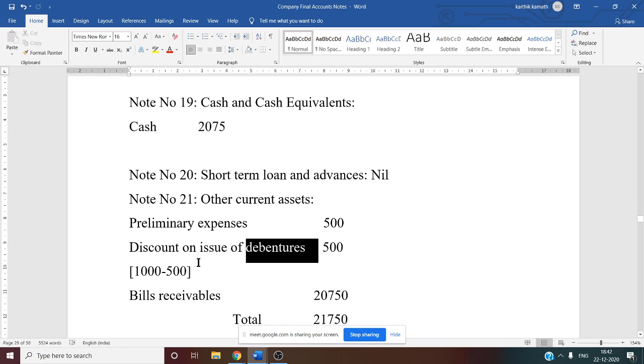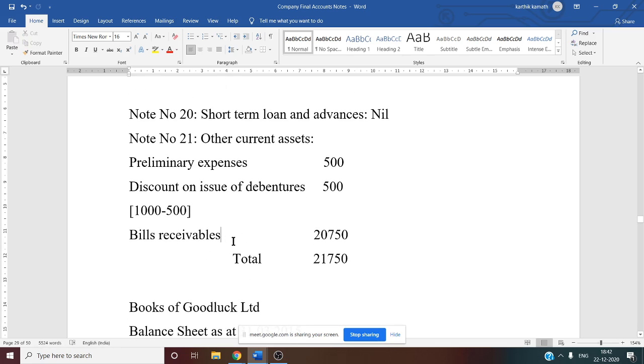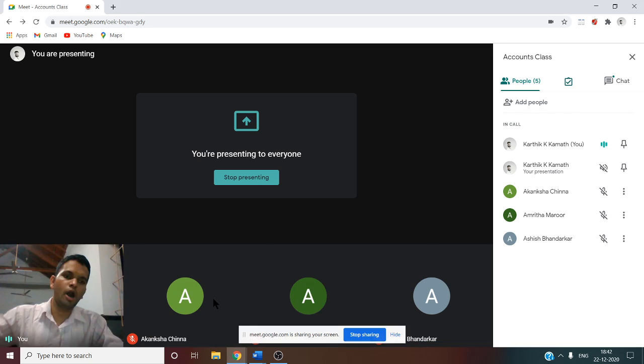Discount on issue of debentures. The discount on issue of debentures given in the trial balance is 1000, but there is a written-off information in the adjustment, 500. That is why 1000 minus 500. So the final discount on issue of debentures is 500. Then bills receivable, that is other current asset. That is given in the trial balance. Directly you can write 20,750. Final total of other current assets, add all these: preliminary expenses, discount on issue of debentures, and bills receivable. Final total, note number 21, 21,750. Yes.